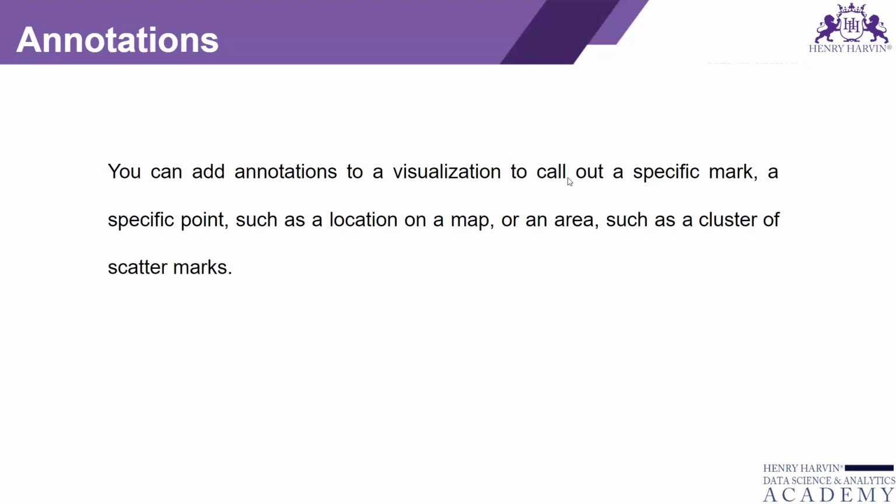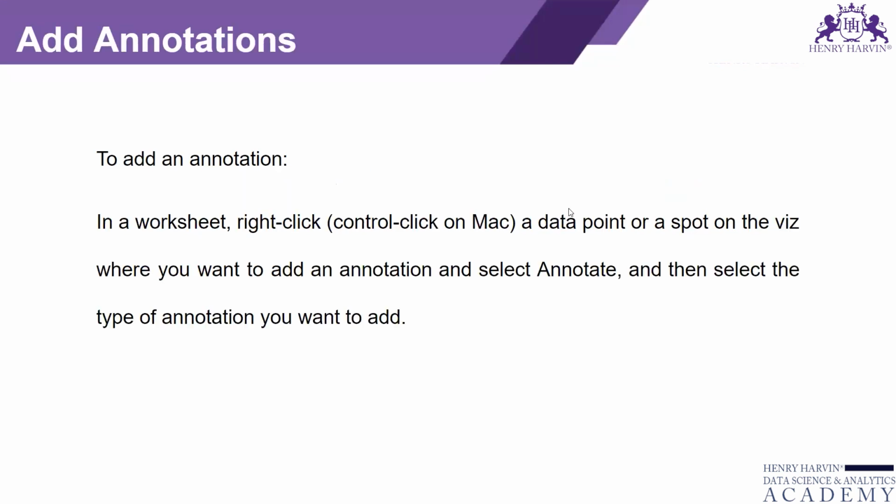We can add annotations to a visualization to call out a specific mark, a specific point, such as a location on a map, or an area such as a cluster of scatter marks. We'll see in some time what annotation is and how to edit the axis. To add an annotation in a worksheet, right click a data point or a spot on the visualization where you want to add an annotation, select annotate, and then select the type of annotation you want to add.